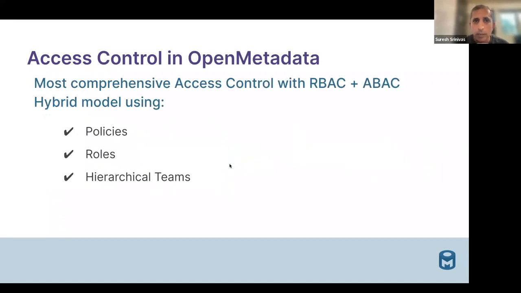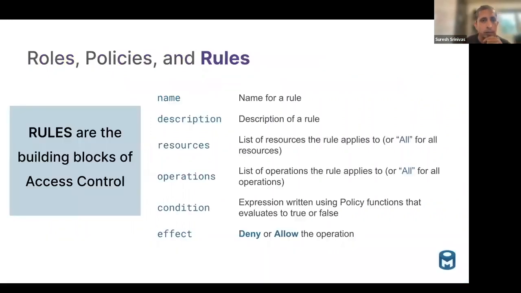OpenMetadata implements fairly comprehensive access control. It supports both an RBAC plus ABAC hybrid model. We are all about using metadata for performing automation and functions. Our roles and policies comprehensively use the metadata that is available. So this hybrid model is built using policies, roles, and hierarchical teams. I'll explain how hierarchical teams play into how we have built access control.